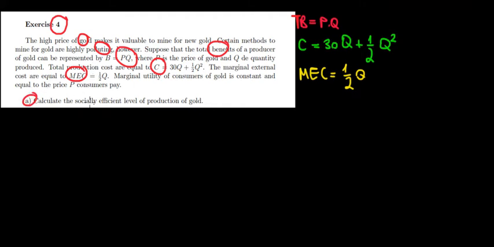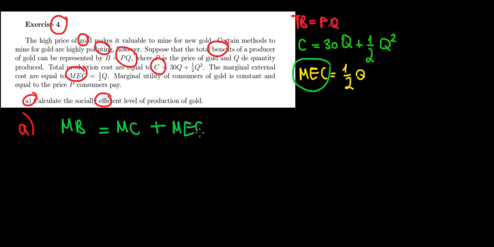Okay, now in part A we want to calculate the socially efficient level of production of gold. Now what do we know about that? If we want to calculate the socially efficient level, we must take into account the externalities. So we don't just want the marginal benefit and the marginal cost, we must keep in mind the marginal external cost as well. In other words, our relationship must be the marginal benefit equal to the marginal cost of production plus the marginal external cost.